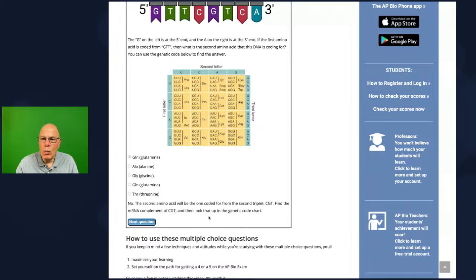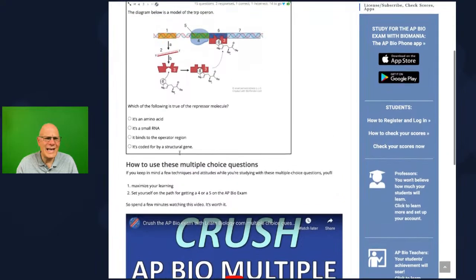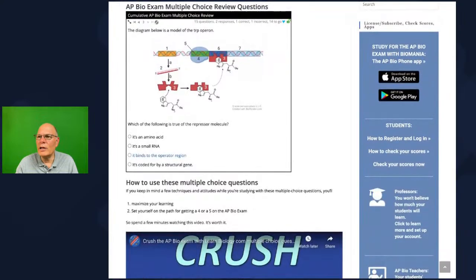Okay? One more question, and we're going to shut things down for the night. Oh, fantastic. We are in luck. It's another Operon question. Which of the following is true of the repressor molecule? Is it an amino acid, a small RNA, binds to the operator region, or is it coded for by a structural gene? So, uno, dos, tres, or cuatro. 1, 2, 3, or 4.